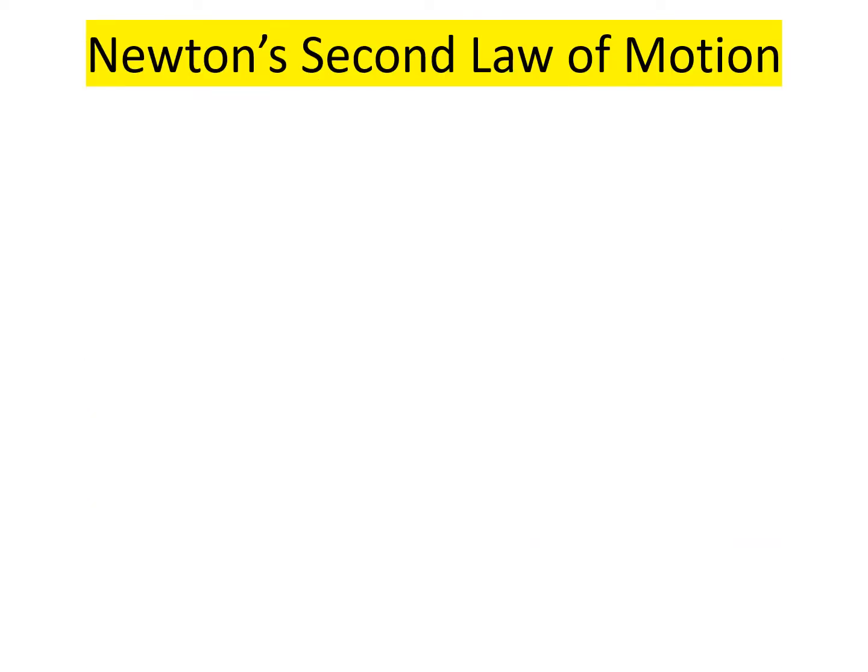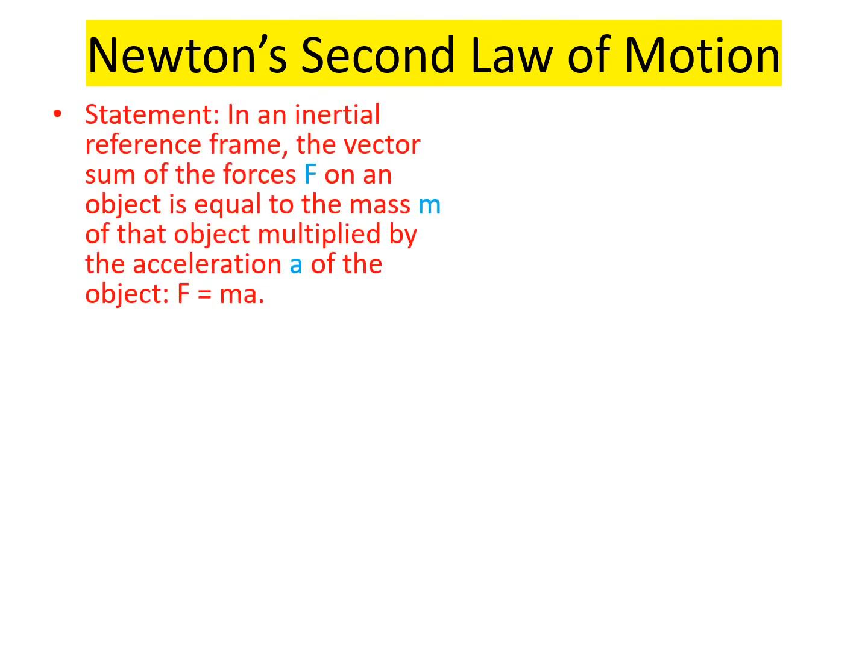We're going to be talking about Newton's second law of motion. So what is Newton's second law? In an inertial reference frame, the vector sum of the forces F on an object is equal to the mass m of that object multiplied by the acceleration a of that object, or F equals ma.